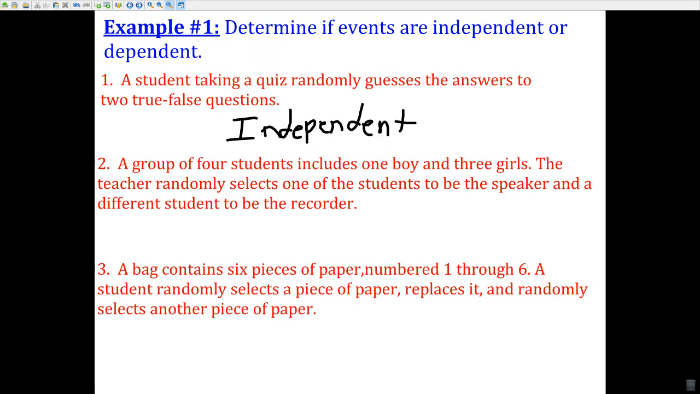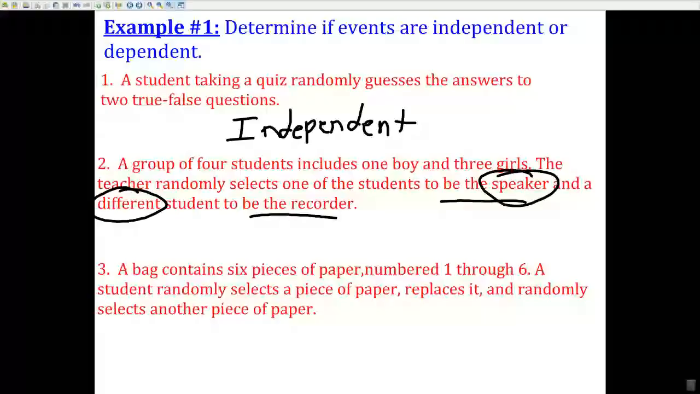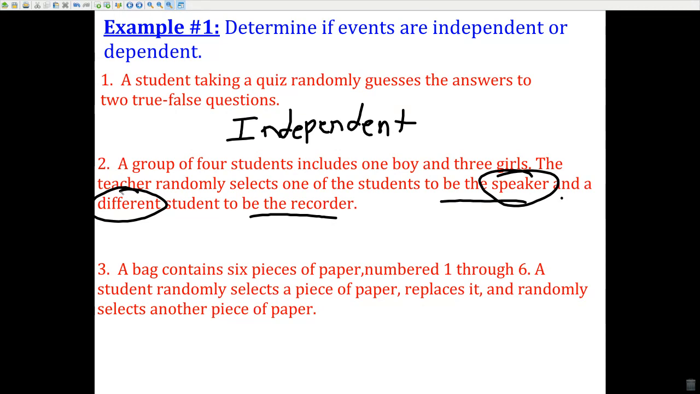A group of 4 students includes 1 boy and 3 girls. The teacher randomly selects one of the students to be the speaker and a different student to be the recorder. Well, if you choose one person to be a speaker, and then a different student to be a recorder, you are picking from 4 kids the first time, and then now you're only picking from 3 kids the second time, because they can't be both a speaker and the recorder. So your second event depends on that first event. So this would be dependent.